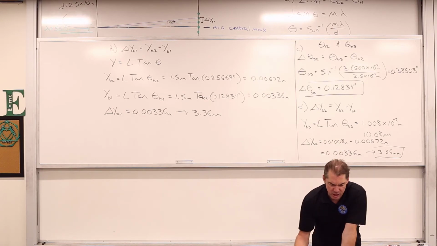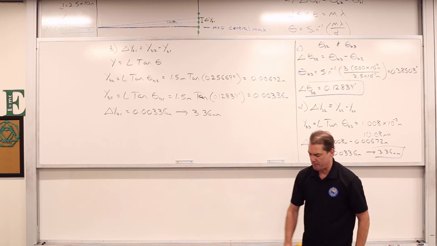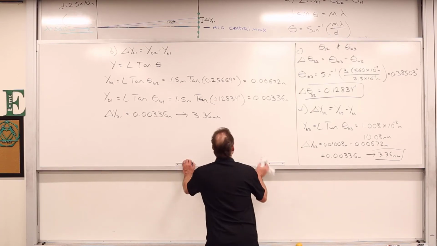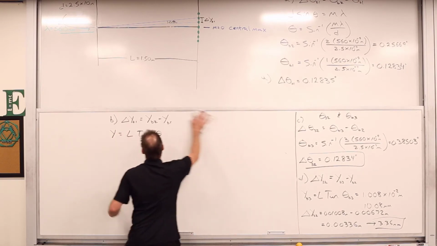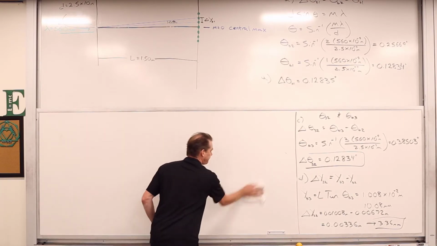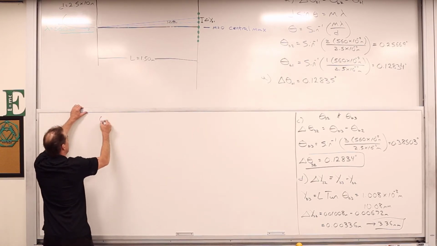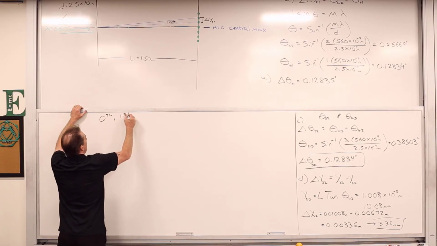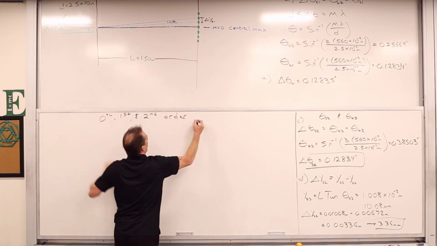A couple more parts here just to make this touching on everything. What angles do the 0th, 1st, and 2nd order minima occur at, and at what locations on the screen do they appear? So I'm not going to look at the actual separations between them, but we can look at just where they are angularly and linearly. So 0th, 1st, and 2nd order minima.